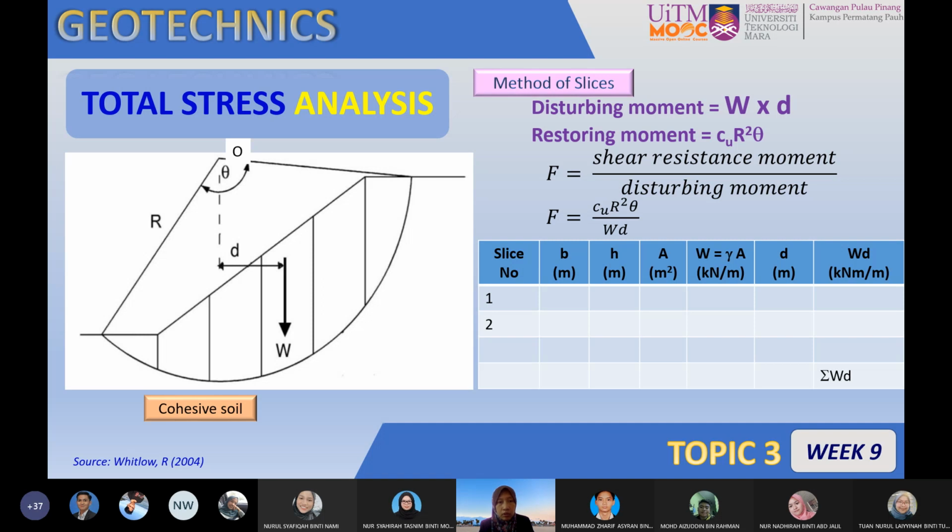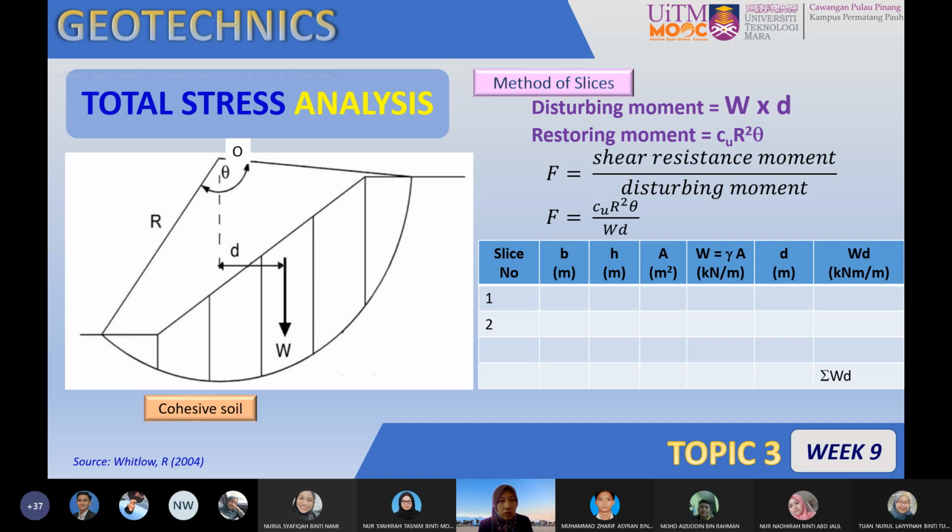Right now, D is not considered as a single D. D needs to be taken differently for each of the vertical slices. For example, for slice number 1, the centroid of W1 is acting at 1/3 from the base. So you have to measure from the W of slice 1 to O. So what is the vertical distance?